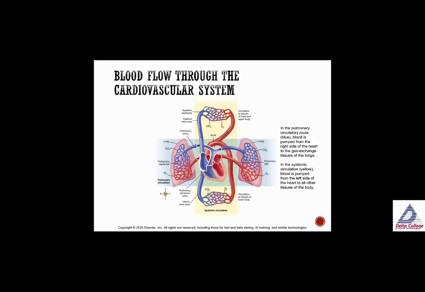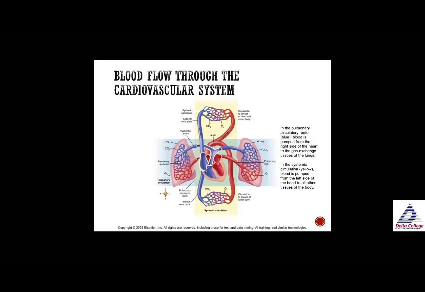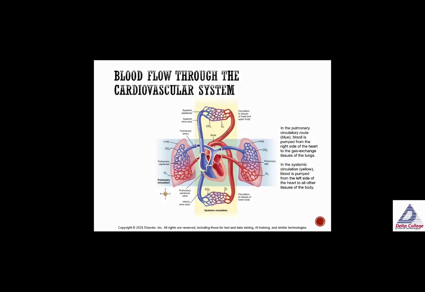So in the pulmonary circulatory route, which is in blue, blood is pumped from the right side of the heart to the gas exchange tissues of the lungs. In systemic circulation, which you can see here in yellow, blood is pumped from the left side of the heart to all other tissues of the body.